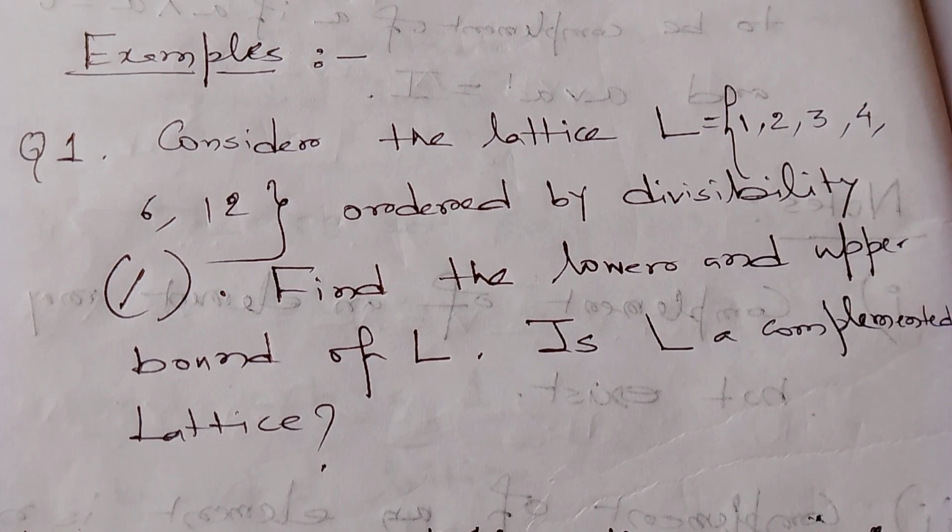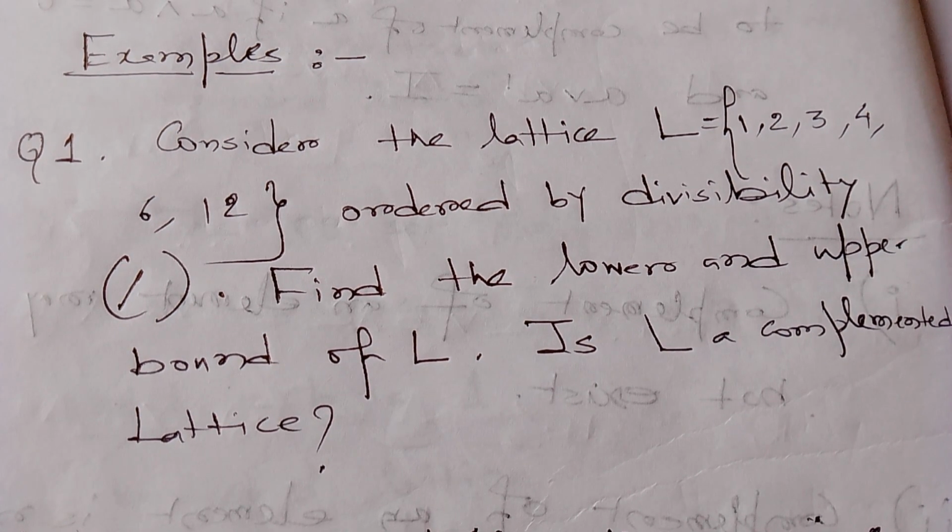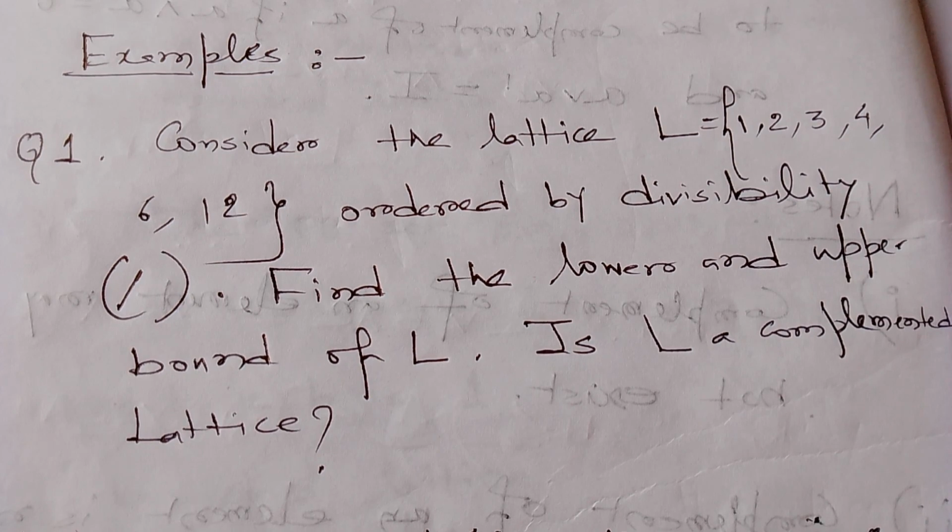Now, giving you an example, and that is question number 1. Consider the lattice L consisting of 1, 2, 3, 4, 6, 12 ordered by divisibility. Find the lower and upper bound of L. Is L a complemented lattice?